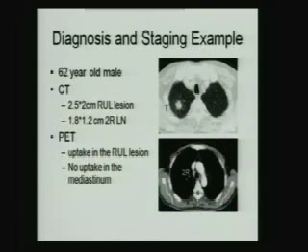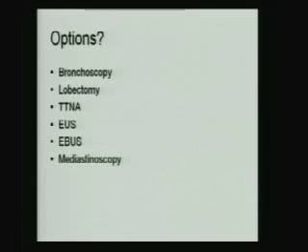That's just an example of a case of a 62-year-old to demonstrate the use of EBUS. He had a 2.5 times 2 centimeter right upper lobe lesion, and then there was a 1.8 times 1.2 centimeter paratracheal node in the 2R station at the level of the aortic arch. A PET scan was obtained and showed uptake in the right upper lobe, but not in the mediastinum. Are we satisfied? Can we go ahead and do the lobectomy? The guideline says no. So what are our options?